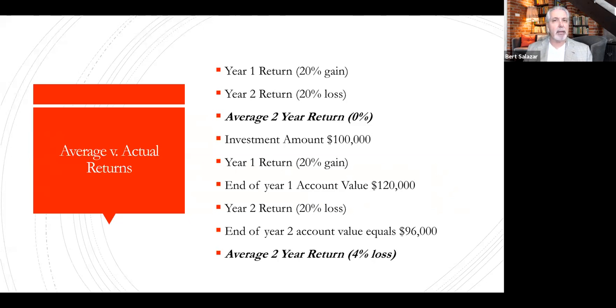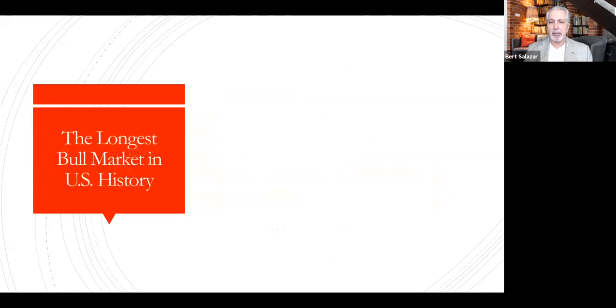So be very careful when you're looking at the average returns on mutual fund portfolios, not to fall into the trap of the averages, and start paying attention to the actual. So that's something that I thought would be very important to bring to the table today in order to discuss with you.